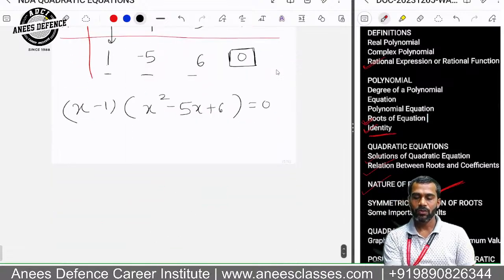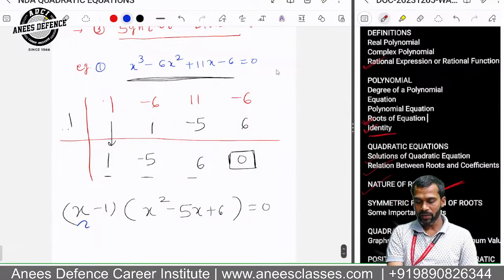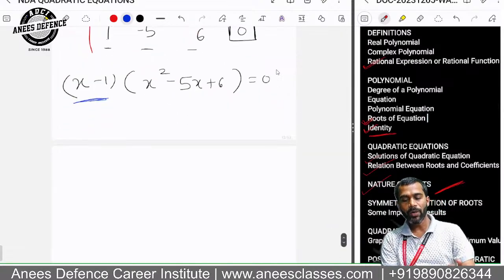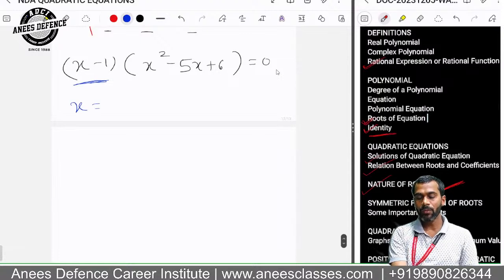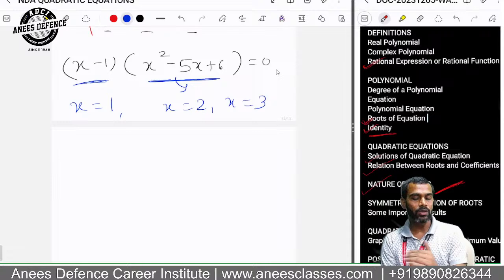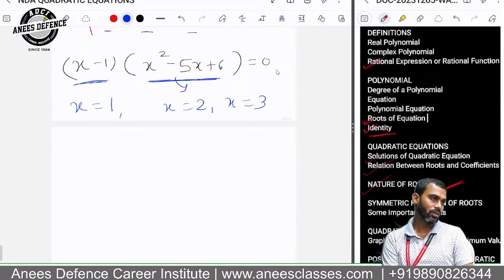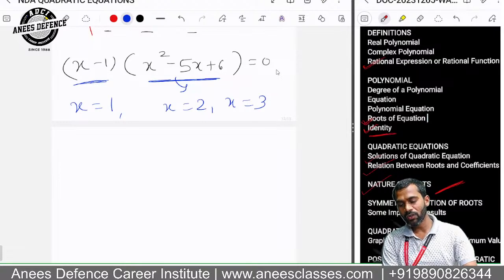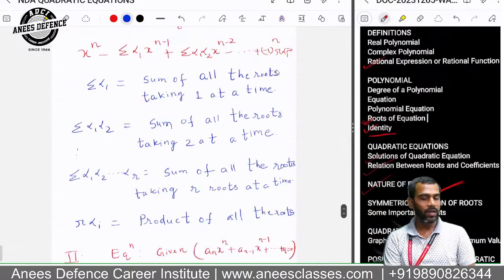Is it clear? If you equate the factor x minus 1 to 0, you get x equal to 1. Now if you solve this quadratic equation, you will get x equal to 2 and x equal to 3. So what are the roots we are getting here? 1, 2, 3. That is how we need to use synthetic division to find the roots, using the first two rules first.